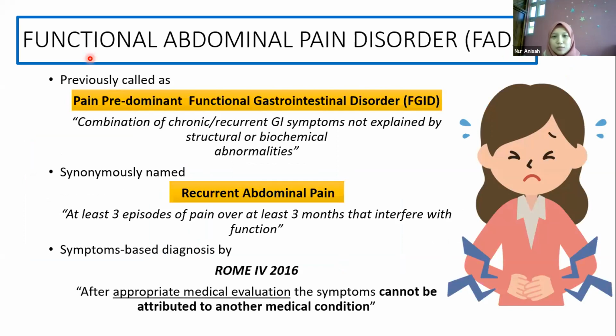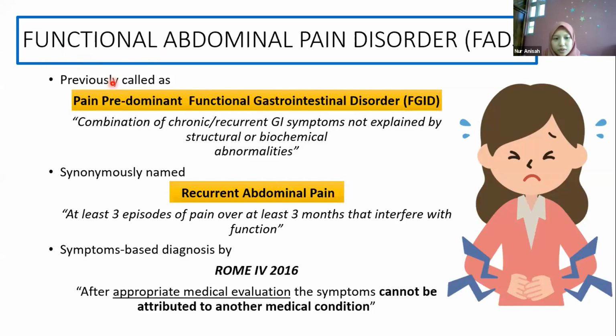FAPD, functional abdominal pain disorder, was previously called pain-predominant functional gastrointestinal disorder, FGID. It is defined as a combination of chronic and recurrent GI symptoms not explained by structural or biochemical abnormalities. Synonymously, it is also named recurrent abdominal pain, which means at least 3 episodes of pain over at least 3 months that interfere with function. However, we now use the newer term, chronic abdominal pain, instead of recurrent abdominal pain.